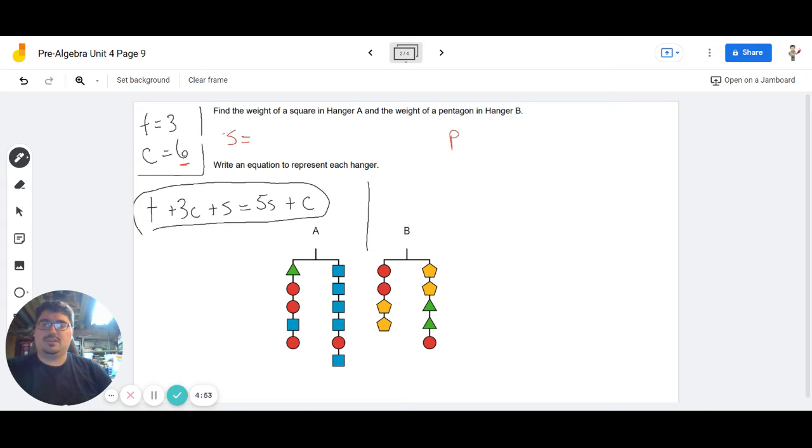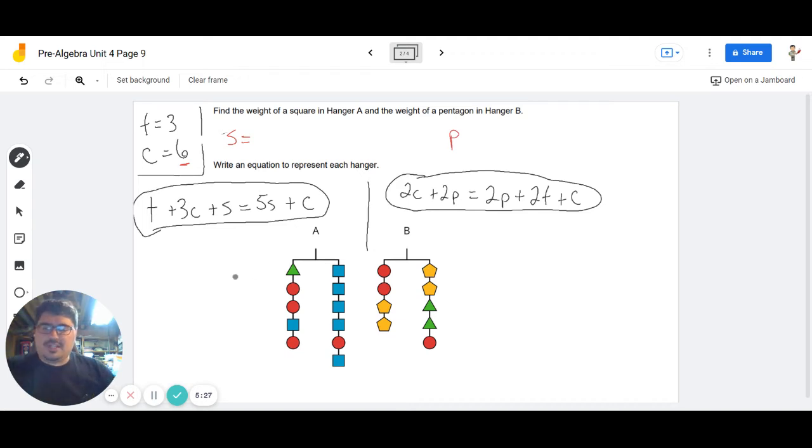And then for hanger B, we have 2 circles on the left-hand side, so 2C for circles, plus 2 P's for pentagons, equals 2 P's on the right-hand side, plus 2 triangles, 2T, plus a circle. So that would be writing the equation for the hanger right here.